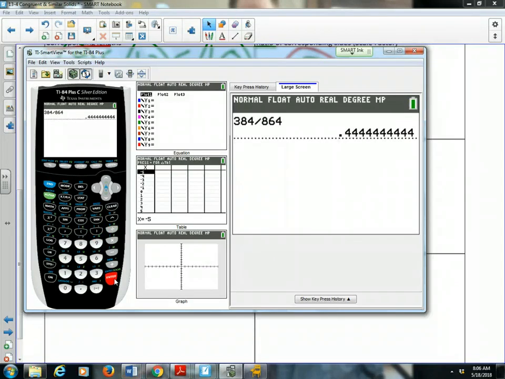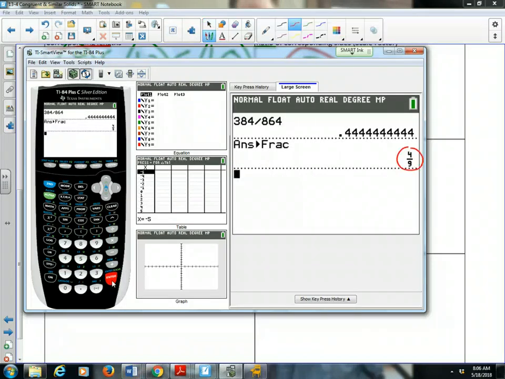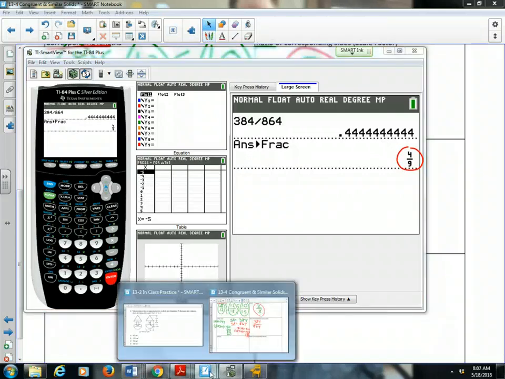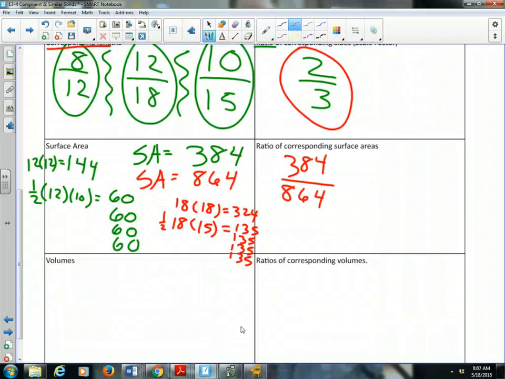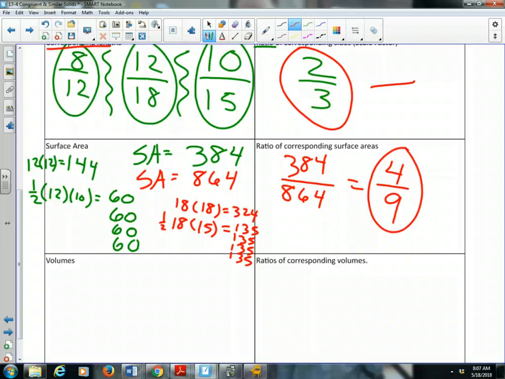When we reduce this, we get the fraction 4/9. The ratio of the surface areas is 4/9. Okay, so let's see if there's some relationship. We see the corresponding scale factor is 2/3. The ratio of the surface areas is 4/9.